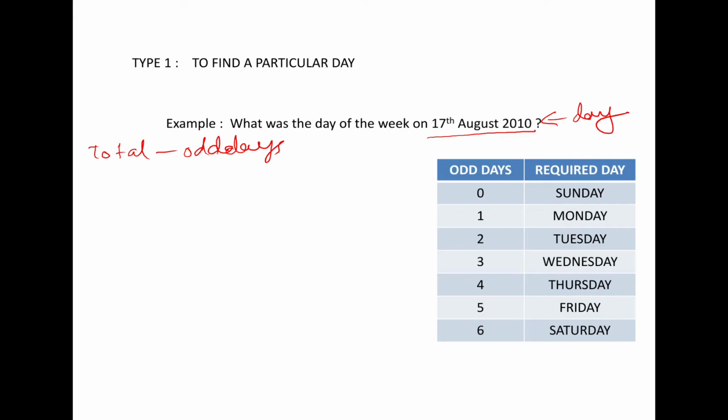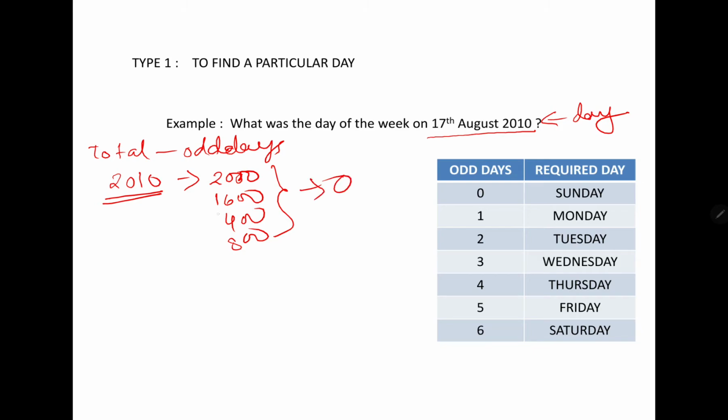So for 2010, the year is given, and the nearest century is 2000. For a century like 2000, again 1600, 400, 800, the number of odd days is always 0. So first we'll calculate the nearest century. For 2010, it is 2000. So till 2000 we have 0 odd days.